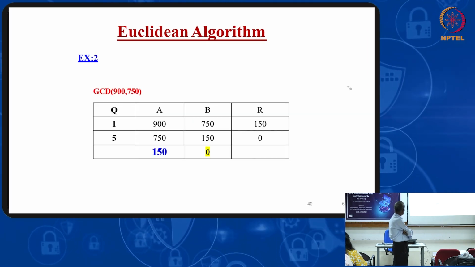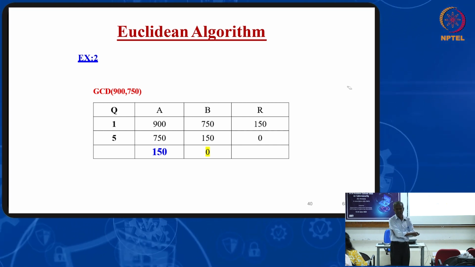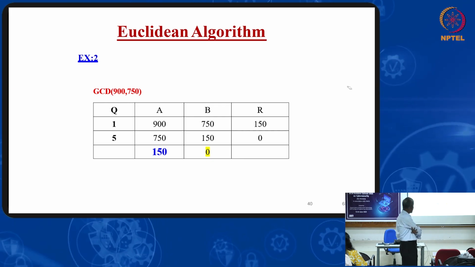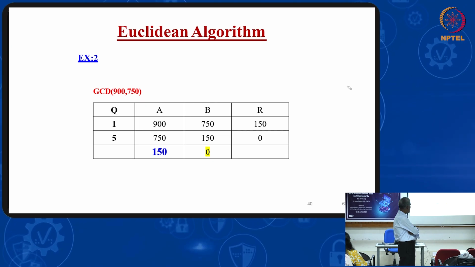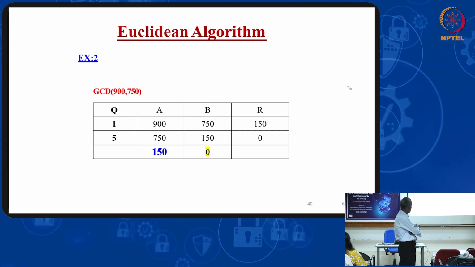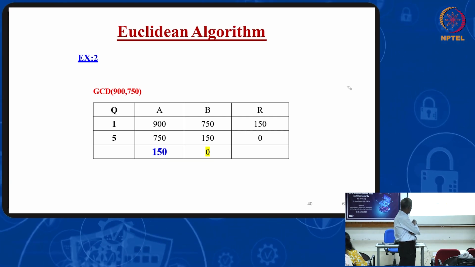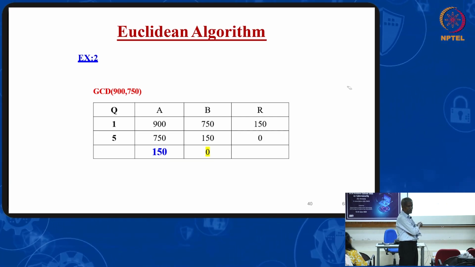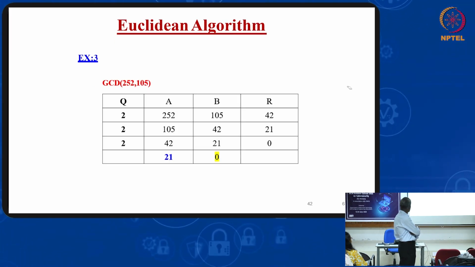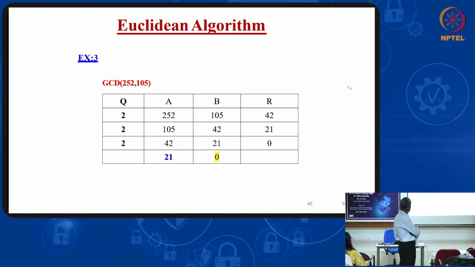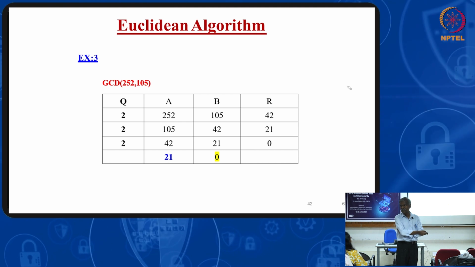Similarly, it is done for the greatest common divisor between 900 and 750. The same process is repeated. Finally, 750 divided by 150 is 5 times, since 5 times 150 is 750. Remainder is 0. So 150 is the greatest common divisor between 900 and 750. Here it is 21. Able to understand?